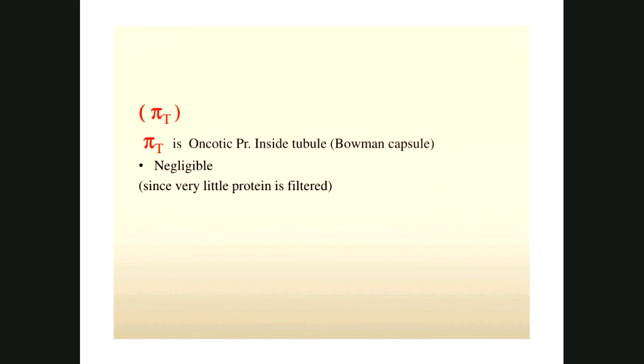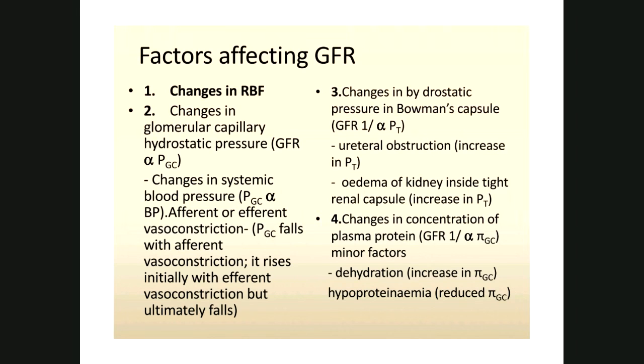So these are basically the factors, while the oncotic pressure here is negligible, 0, unless there is protein loss in urine in kidney disease, then it will be counting. So these are the factors that could affect the glomerular filtration rate. So this is a summary of all of it together.